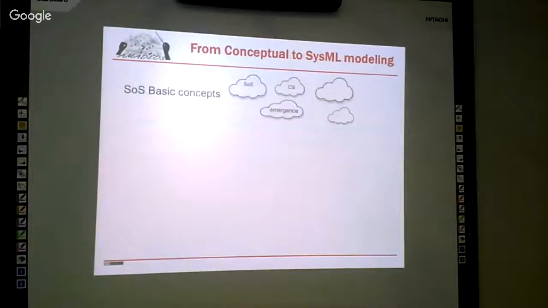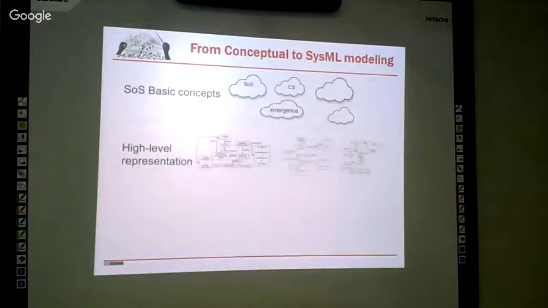So, basic concept: system of system, constituent system, emergence. I mean, clouds in the sky, which we have given a high-level representation of the different parts, and you see here, I will detail, but we have all the links between these different concepts to end up with UML constructs and profiles. So driving top down from the concept to the linguistic artifacts.